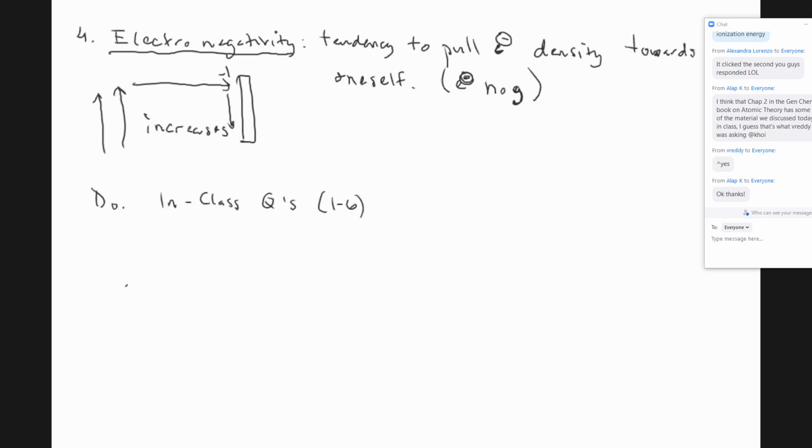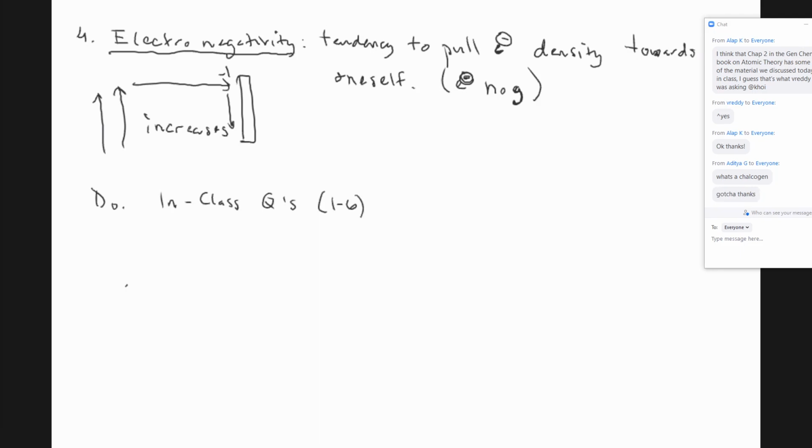Okay, I think that's enough time. Let's go through and look at the questions. I'm going to share screen. Chalcogen is the oxygen family. So halogens are the fluorine family, just going down the column, and chalcogens are the oxygen family. Alkali earth metals are the second column, and alkali metals are for column 1. Big difference.